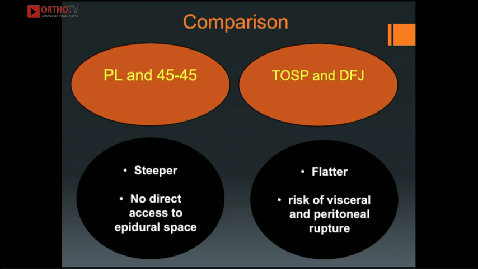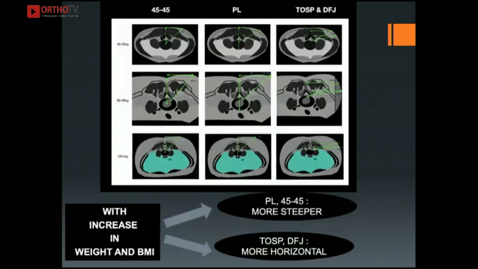So in comparison, PL and 45-45 entry points are the steeper entry points, and thus they don't give direct access to the epidural space, whereas TOSP and DFJ are the flatter entry points, but the risk is that there is a chance of damaging viscera and the peritoneal structures.